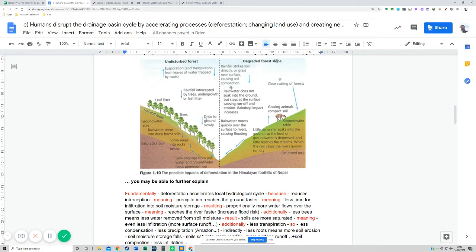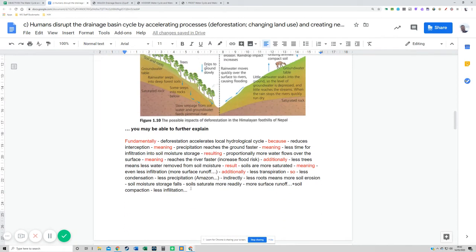So rainfall strikes the soil directly, or grass near the surface, and it also compacts the soil. So interception slows the water down, and it also avoids soils becoming really compact. And just digressing a little bit, if the soils become compact, it means that infiltration rates will drop. So when the rain hits the ground, it compacts the soil, just like if you imagine you stamping down on an area of soil, and then you pour water on it, the water's less likely to sink in and more of it will flow over the surface.